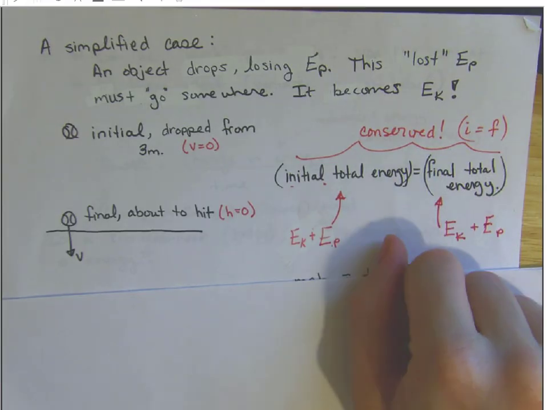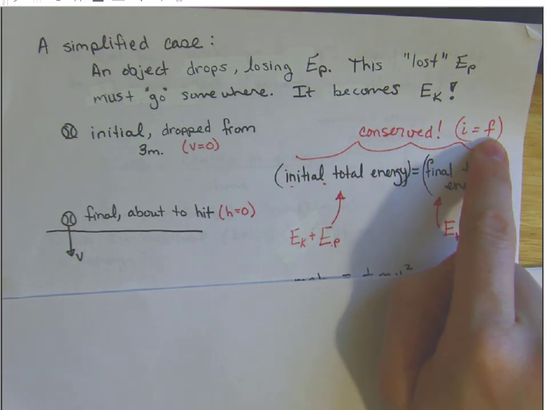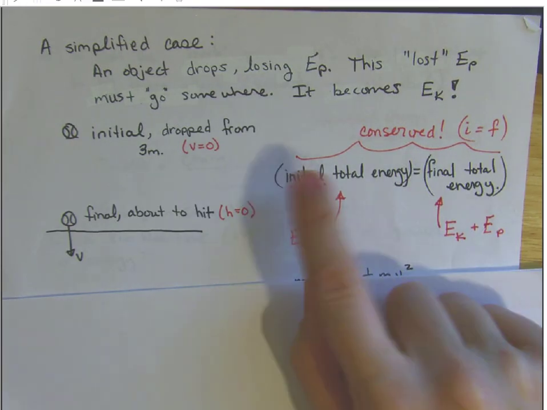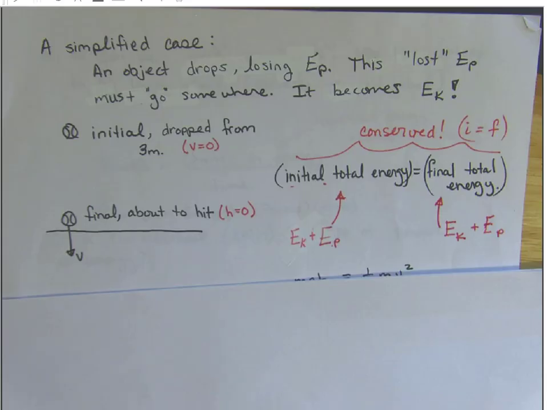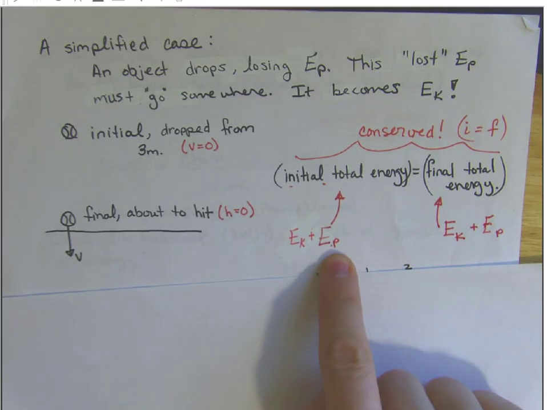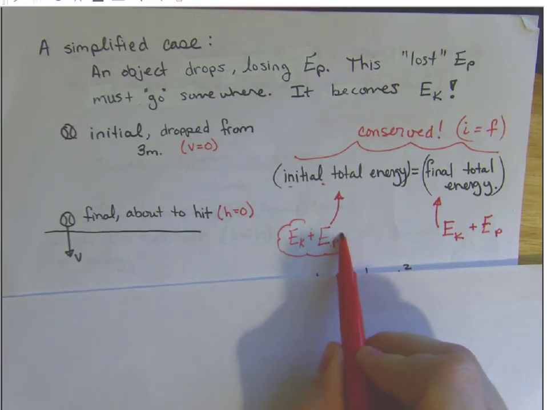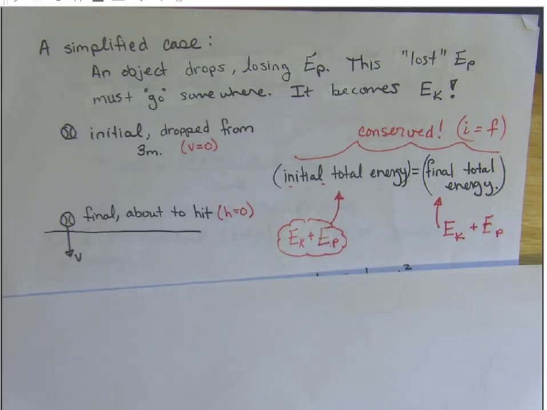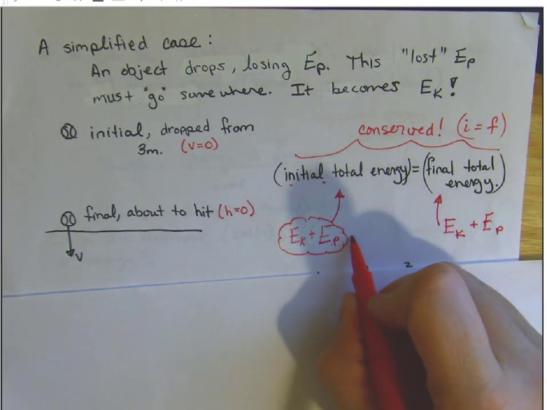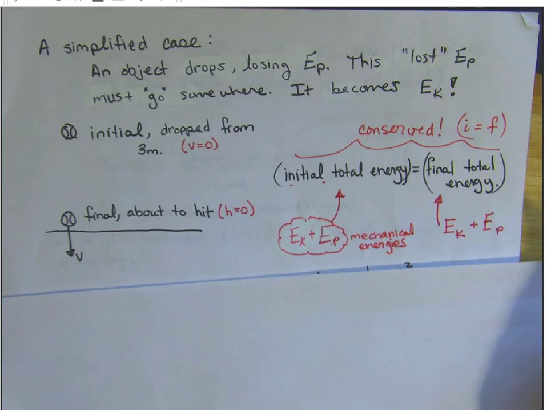So in our simplified case, the initial amount of total energy has to be equal to the final amount of total energy. So here I wrote that out in a different way. So far, we've only covered kinetic and potential energies. And whenever we are just considering kinetic and potentials together, we often just bundle them together and call them mechanical energy. Your book will use that term a few times. I teach it to you mostly so you can understand your book.